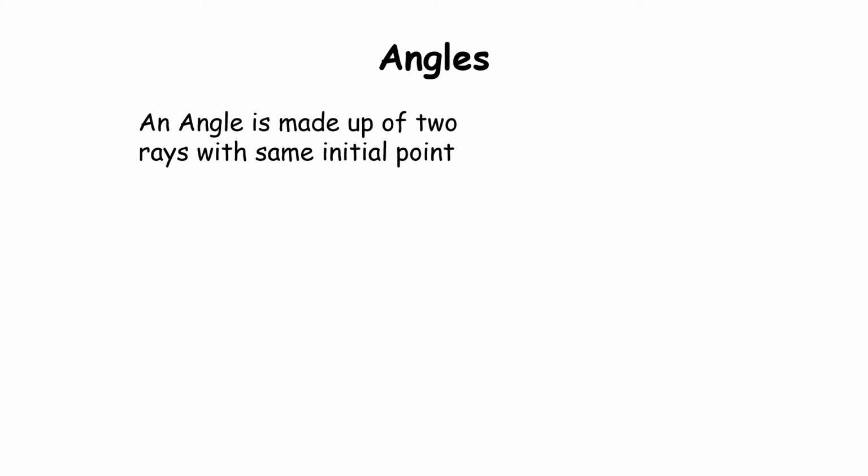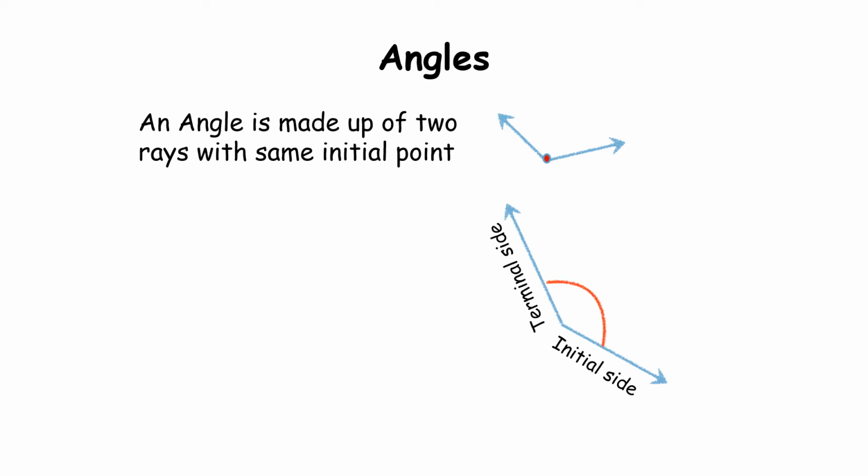So using the terminology we had yesterday, an angle is made up of two rays from the same initial point. Remember, a ray is like a half line. It starts at a point and it goes in one direction. So there's one ray, here's a second ray, and there is my angle. So if I think of this first arm or ray as the initial side, we can then look at the second one as our terminal side.